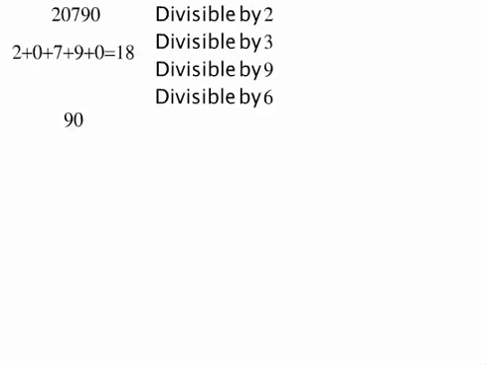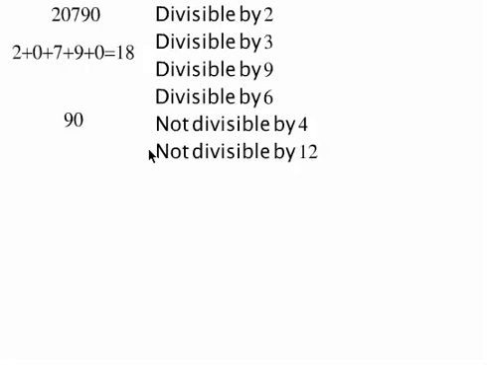All right, and then if we look at the last two digits, they are 90. 4 does not go into 90, so 4 is not going to go into 20,790. It's not divisible by 4, so that means, since the divisibility rule for 12 is that it's divisible by 3 and 4, it's not going to be divisible by 12. It's also not going to be divisible by 8. If 4 doesn't go into it, then 8's not going to go into it.